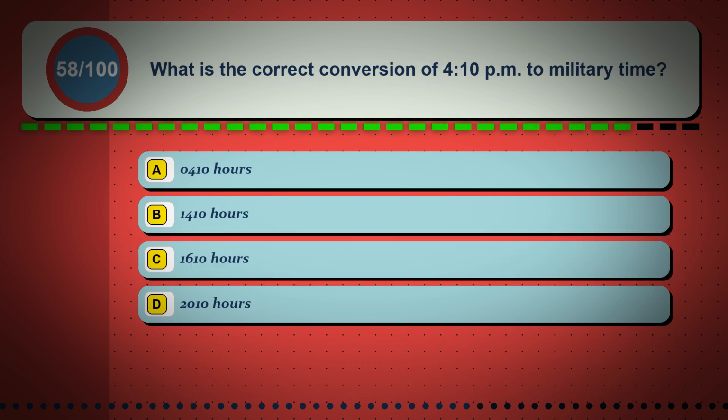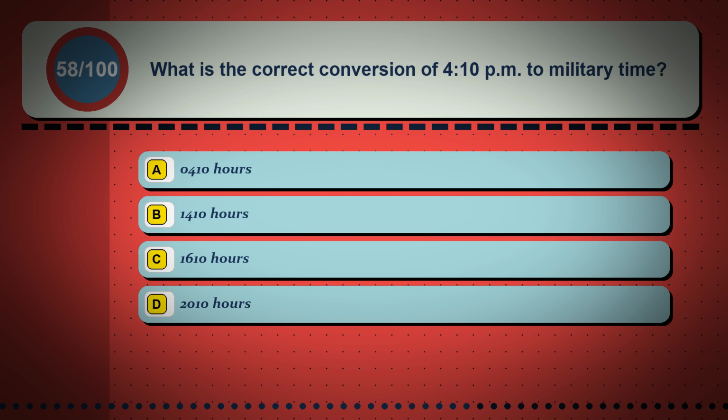Question 58. What is the correct conversion of 4:10 p.m. to military time? Option A, 0410 hours. Option B, 1410 hours. Option C, 1610 hours. Option D, 2010 hours.